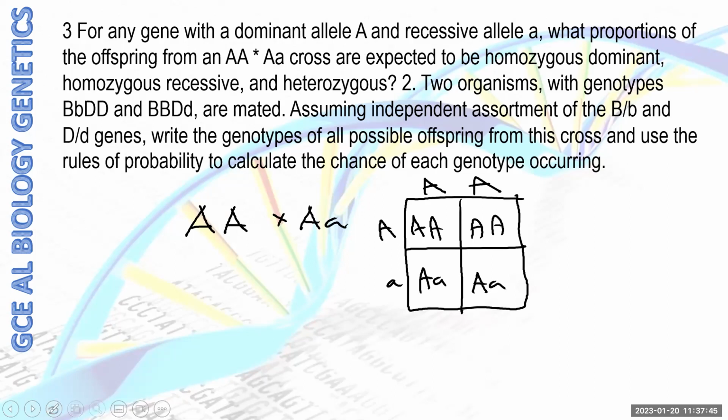So homozygous dominant, these two. Heterozygous, these two. And we don't get homozygous recessive. So homozygous dominant is half, heterozygous is again half, and this is 0.